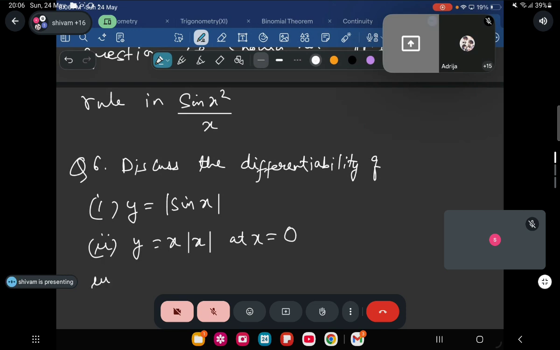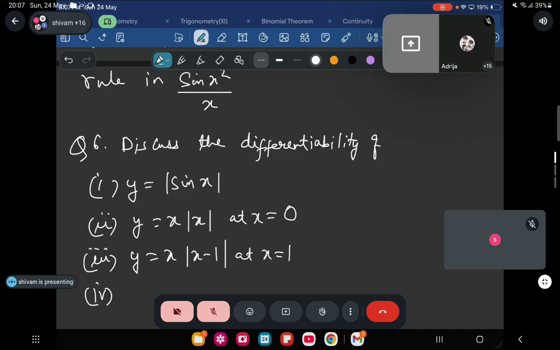Number 3, y equal to x into mod of x minus 1 at x equal to 1. Part 4, y equal to x minus 1 into mod of x minus 1 at x equal to 1.